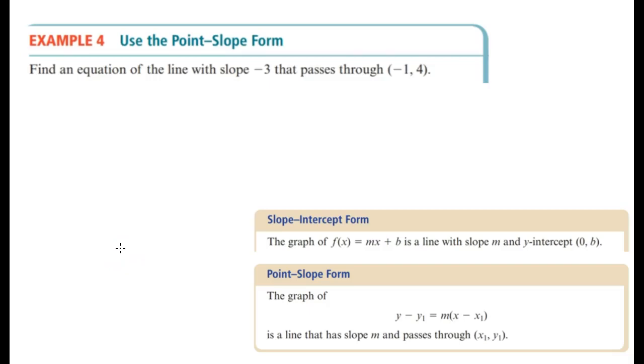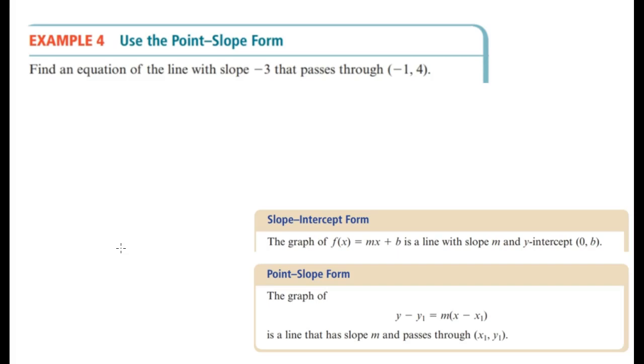All right, we are going to look at example 4 here, and on the bottom you'll also see the two different forms that I discussed in this slide, the slope-intercept form and point-slope form. As you can see in the description of example 4, it says use the point-slope form, but we're going to find an equation of the line with slope -4 that passes through -1, 4. So point-slope form is very convenient for setting up your problem, then eventually we'll be able to put it into slope-intercept form. But let's look at this.